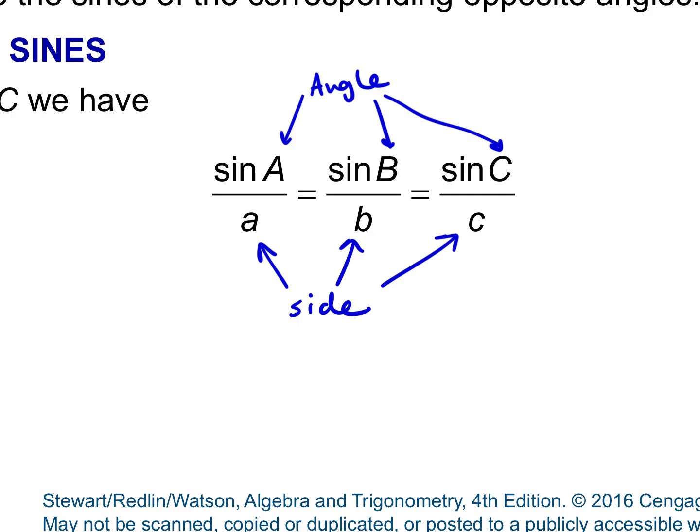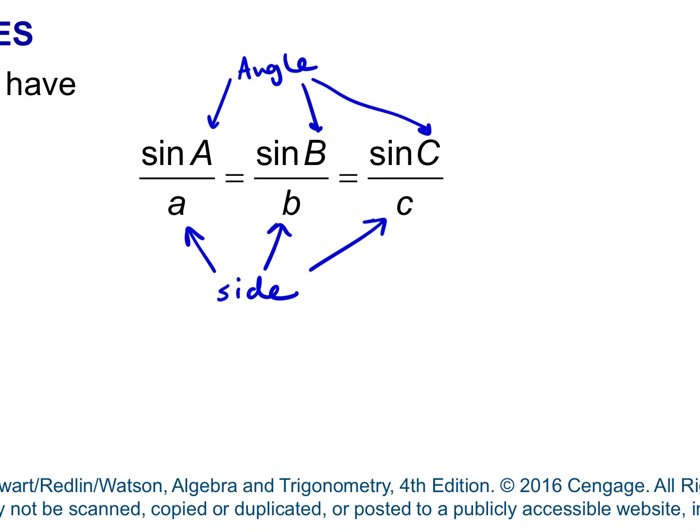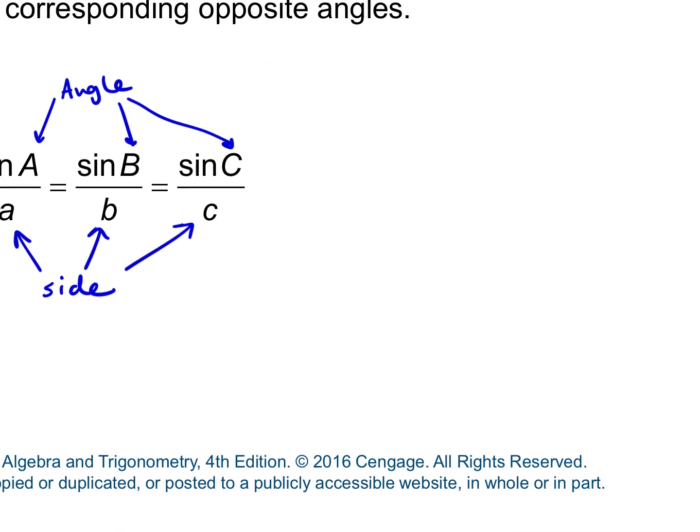So you can only take the sine of an angle. Now we could also do the reciprocal of it, but you just have to be consistent. You can say a over sine of A equals b over sine of angle B equals c over sine of angle C. So either way you set up the fraction, if you put the sides on top, just make sure the sides are on top and the angles are on the bottom. Just be consistent with however you do it, but you can do it either way.